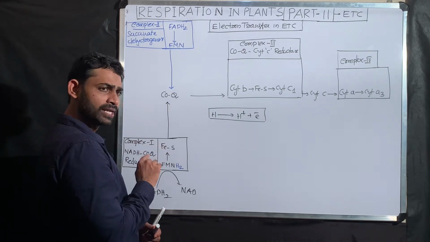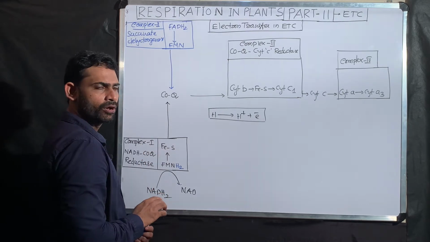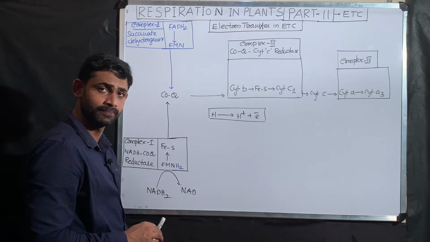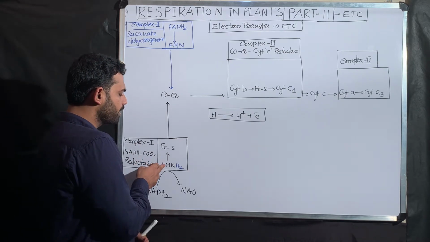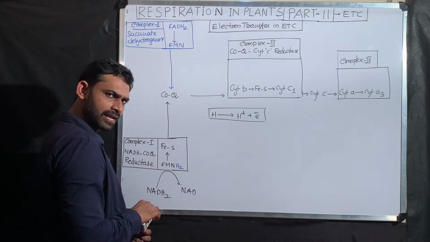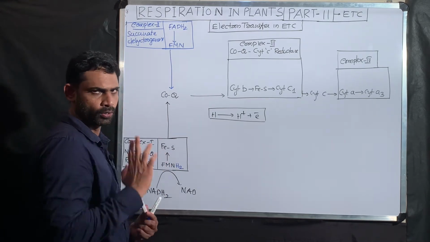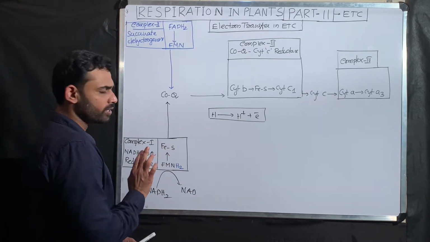You will get a doubt: sir, this iron sulfur protein accepted the electron, what about the 2 protons? You have to remember that while the electrons are moving from FMNH2 to the iron sulfur protein, the 2 protons are left behind. Anyhow, the electrons are transported to the iron sulfur protein of complex 1.